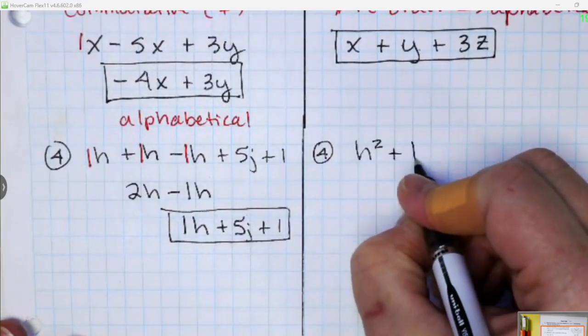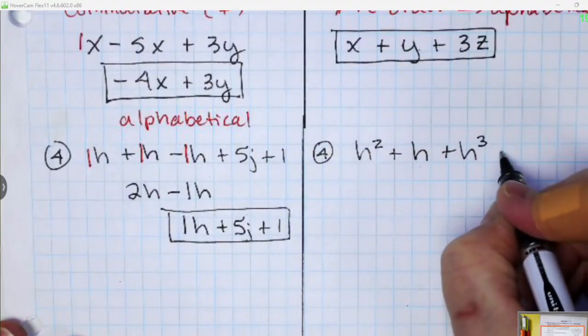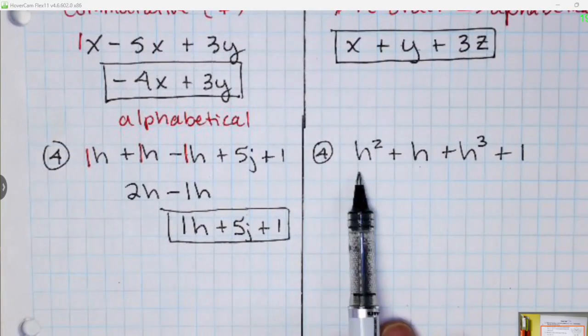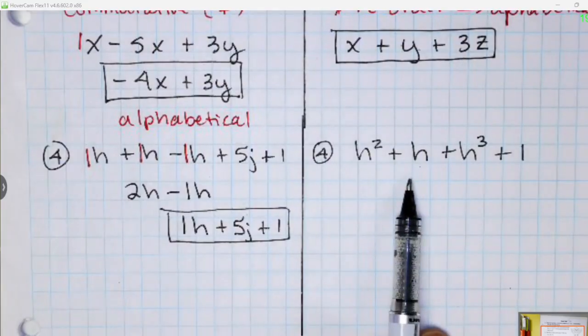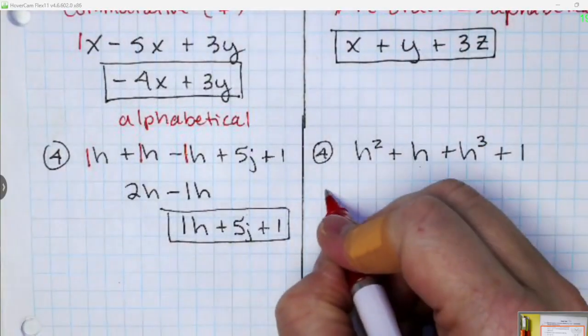h squared plus h plus h cubed plus 1. Cubed means to the power of 3. So these are all h's, but they don't match perfectly. There's 3 h's here, 2 h's there, 1 h there. They have to match perfectly to add or subtract them. So none of those can go together. But we do need to put them in the right order.